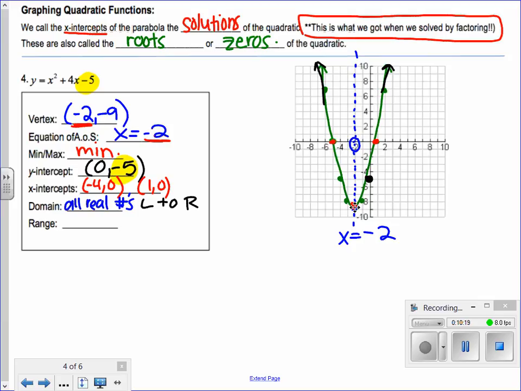Now the range is the lowest value to the highest value. So when I look on my graph, I have a minimum. All the rest of the parabola is higher than it. So all the y values on my graph are greater than or equal to the y value of negative 9. That's the y value from the vertex. All right, let's do a couple more of these so we get into our head how we find all this information from the graph.